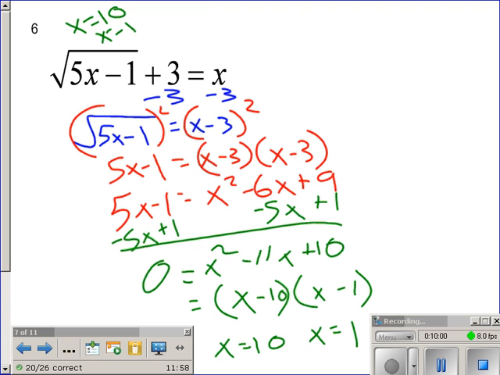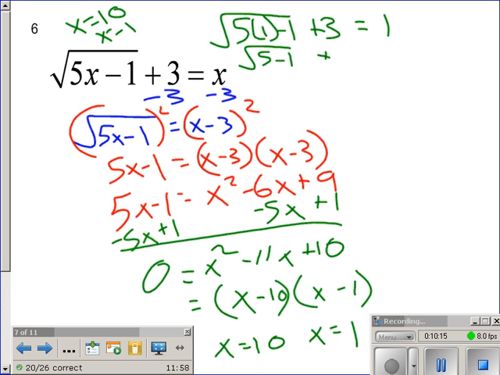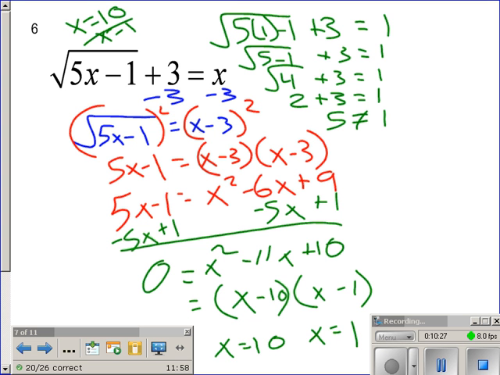We plug in 1, you get square root of 5 times 1 minus 1 plus 3 equals 1. So 5 times 1 is 5. So that's square root of 4 plus 3 equals 1. Square root of 4 is 2. 2 plus 3, well, that's 5, and it doesn't equal 1. So we know 1 doesn't work.